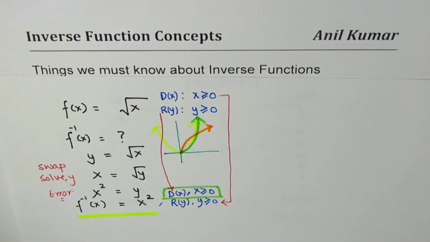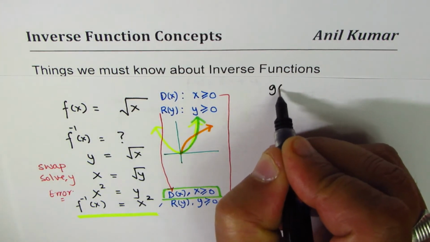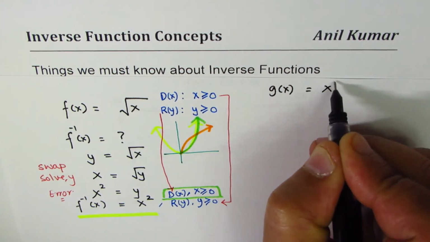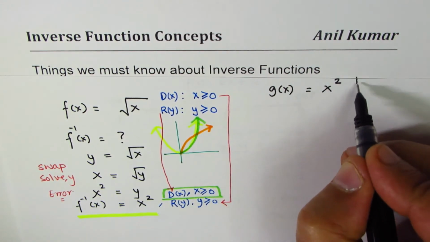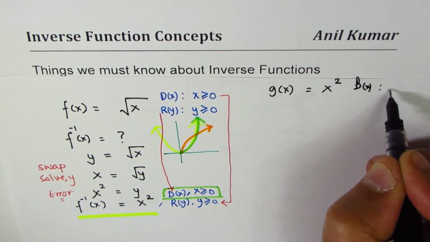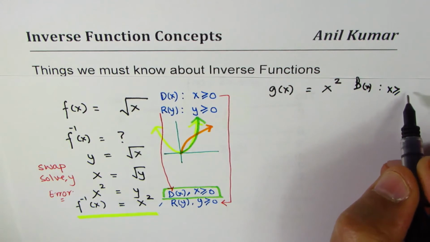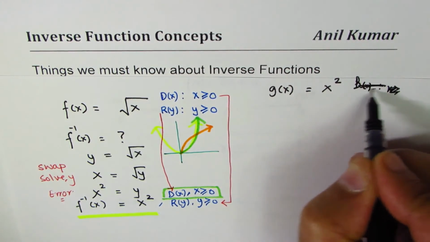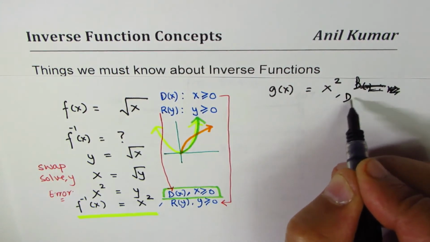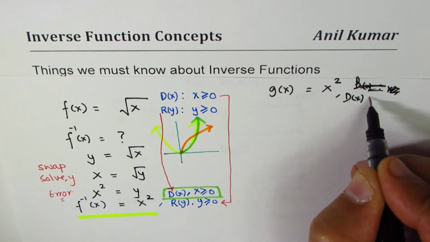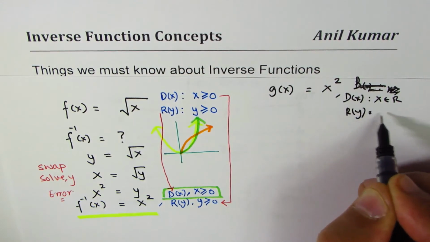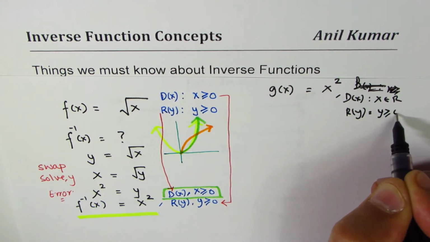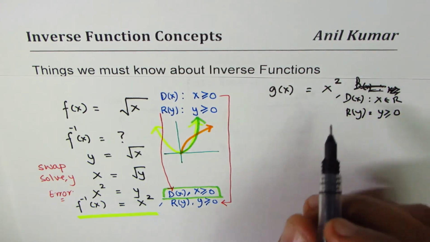Now let me give you another example here. Let us say we have the function g of x equals x squared. Now what is the domain and range for this? The domain of this function is x belongs to real numbers, and the range is y greater than or equal to 0, right? Of course, domain is all real numbers.